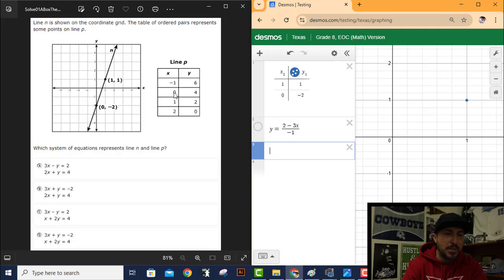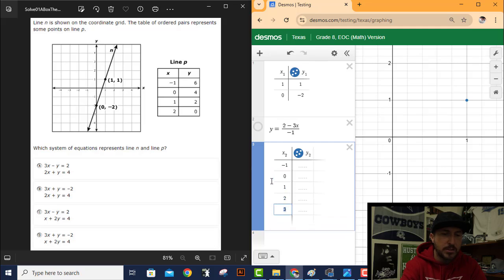And now I'm going to type in this table right here. I'm going to go new table. Here he goes: -1, 0, 1, 2, 6, 4, 2. Ooh, I messed up. 6, 4, 2. Oh, 0. No, I put an extra 3. All right, I have this.